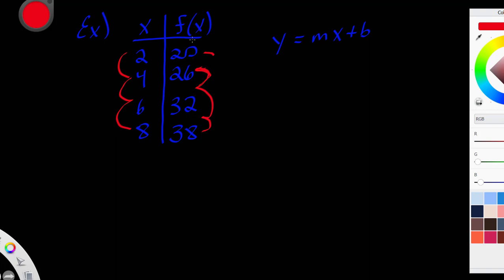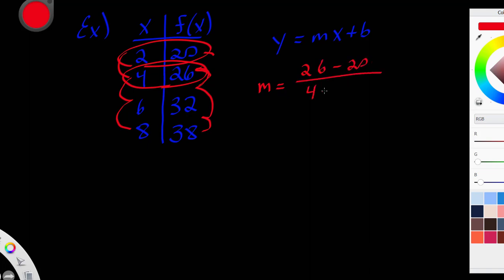Now, just like before, we're going to find the slope. So our slope, we can choose any of these 2 points. So I'm going to choose this one and this one, and subtract the y's, and divide by the x's. And when I do that, I'm going to get 3 for my slope.